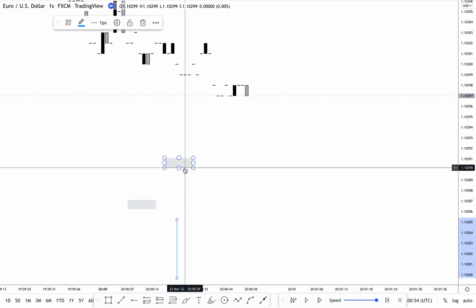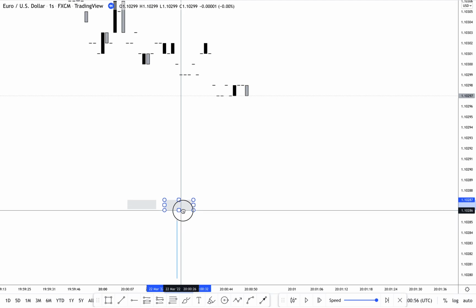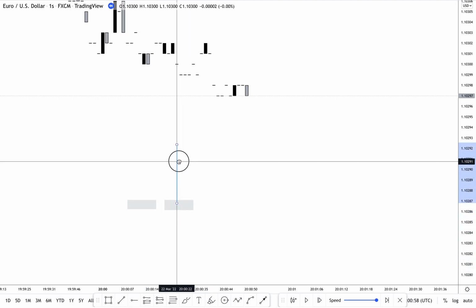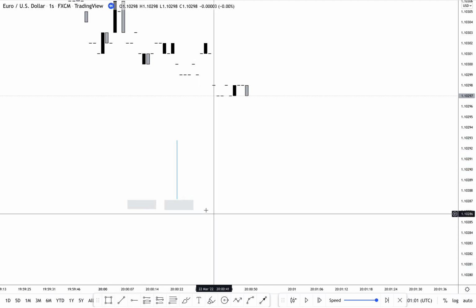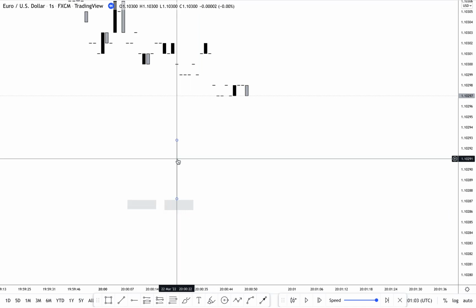If you have this, however, with the wick up here, nothing's happened. It's just a wick. And you should know this if you understand the structural rules. So the rules remain the same. It's just about those little complexities that we have when we're reading price.